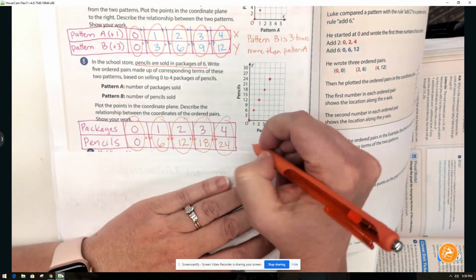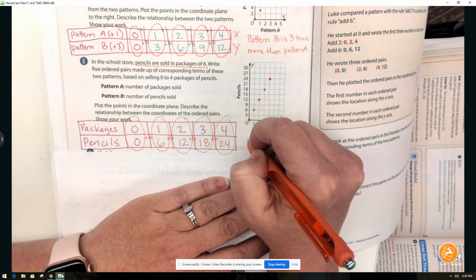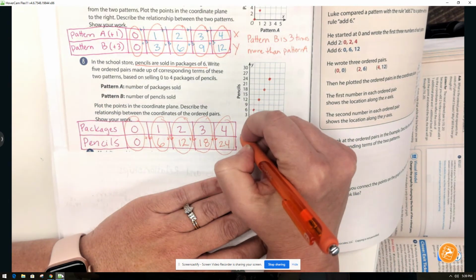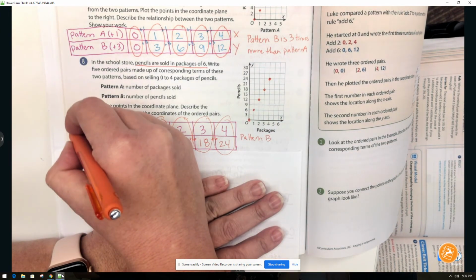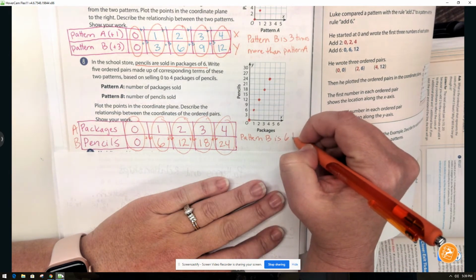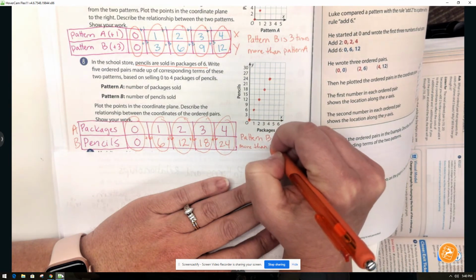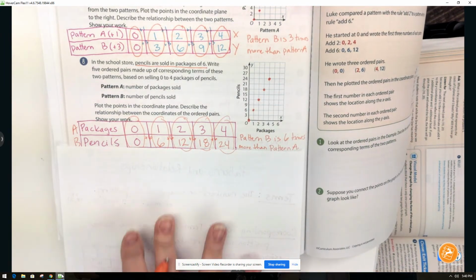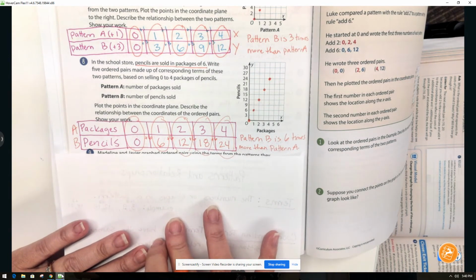They just want us to say that pattern B, which is the pencils, this is pattern A and pattern B. Pattern B is 6 times more than pattern A. Or you could say pattern A is 1/6 of pattern B.